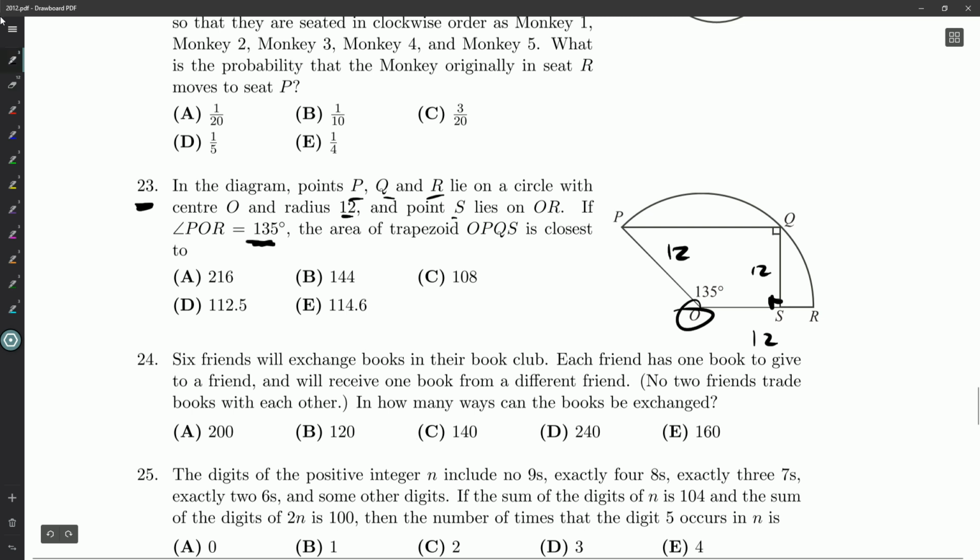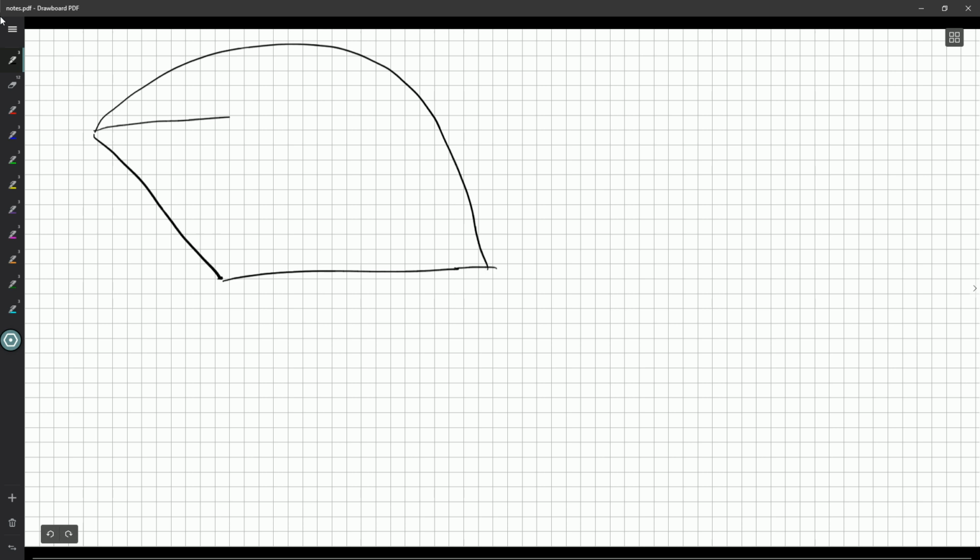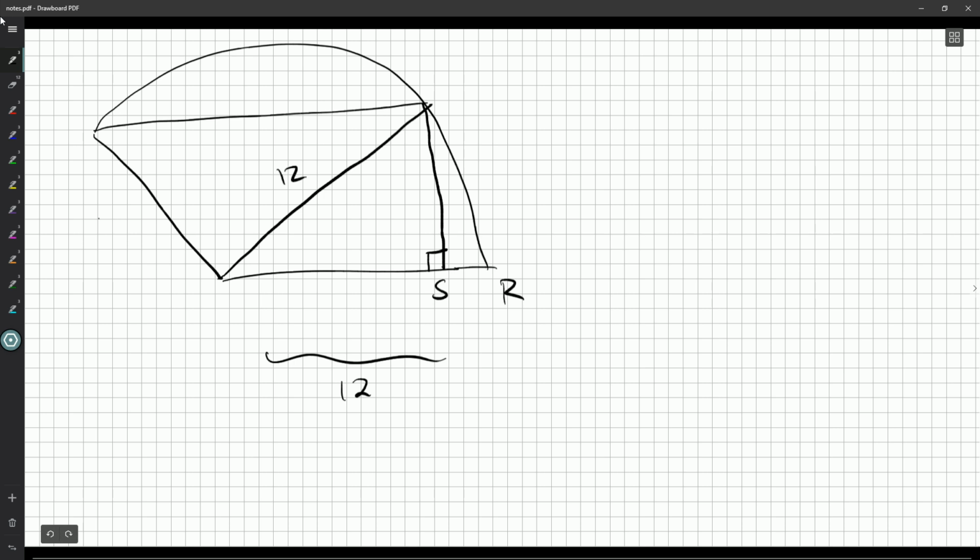We want to know the area of the trapezoid, and we just want to know what it's closest to, which suggests to me I may wish to have my calculator handy. But we'll see. Okay. So let's draw this picture. A nice little right angle there. 12 in total here. 12 here.